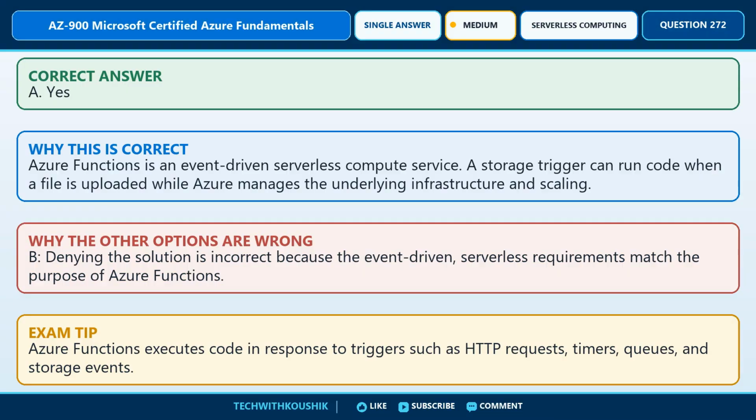The answer here is option A, yes. Azure Functions is an event-driven serverless compute service. A storage trigger can run code when a file is uploaded while Azure manages the underlying infrastructure and scaling. Now let's rule out the other options. B. Denying the solution is incorrect because the event-driven, serverless requirements match the purpose of Azure Functions. Here's a useful exam tip. Azure Functions executes code in response to triggers such as HTTP requests, timers, queues, and storage events.